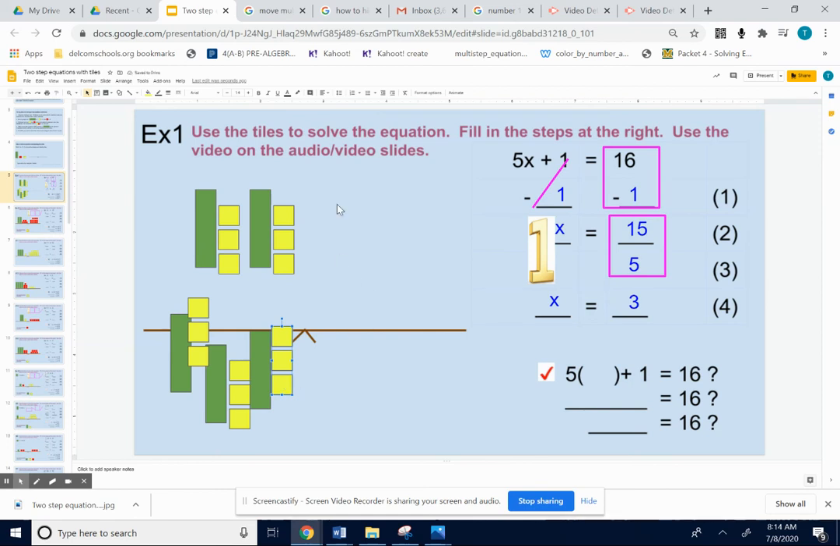Okay, but again, even without the picture, we got rid of the added 1 by subtracting 1. 1 minus 1 goes away. 16 minus 1 is 15. Then we got rid of the multiplied 5 by dividing. And over here on the right, we have 15 divided by 5 is 3.